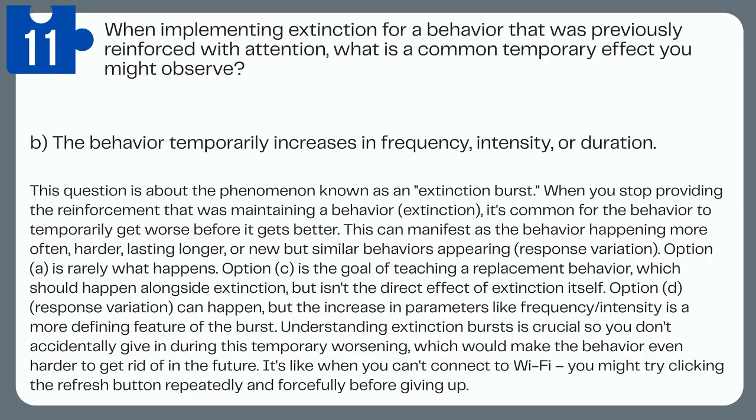Option D, response variation, can happen, but the increase in parameters like frequency/intensity is a more defining feature of the burst. Understanding extinction bursts is crucial so you don't accidentally give in during this temporary worsening, which would make the behavior even harder to get rid of in the future. It's like when you can't connect to Wi-Fi. You might try clicking the refresh button repeatedly and forcefully before giving up.